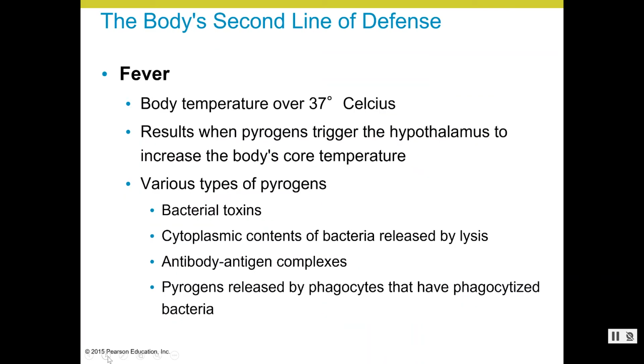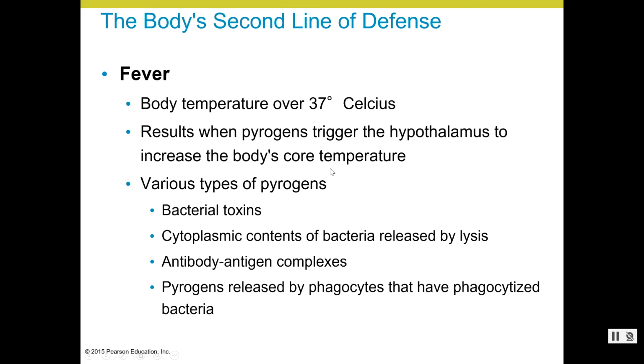The last thing is fever. Fever is another process that is actually good for you. Body temperature is 37 degrees Celsius. You should know that, 37 degrees Celsius. Fever happens when, okay, here's my A&P people again. The hypothalamus job is to regulate body temperature.